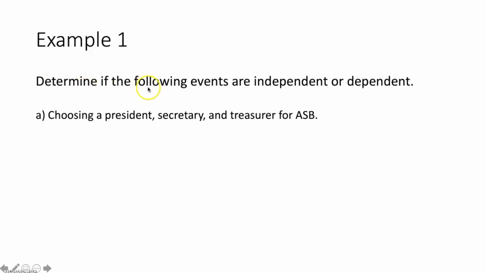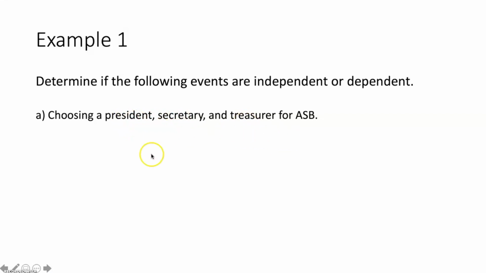Now example 1 says determine if the following events are independent or dependent. So the first one is choosing a president, a secretary, and a treasurer for ASB. Well, typically in ASB, a person only has one role. They are president, they are secretary, or they are treasurer. They cannot be president and secretary. They cannot be president and treasurer.